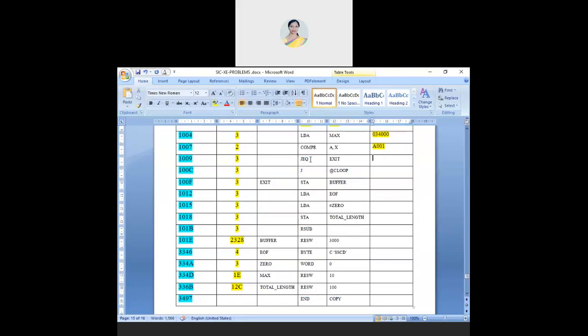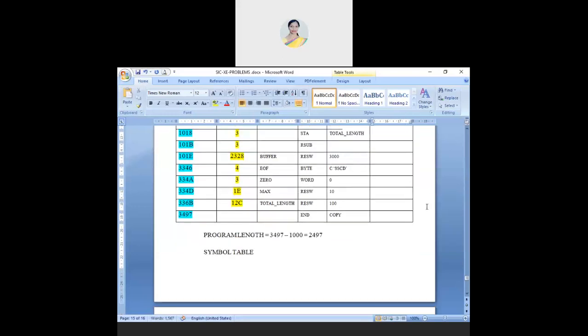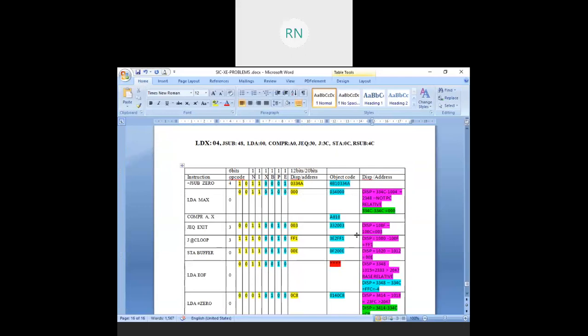Okay, next, jump equal to exit. So it is PC relative. What is the address? What is the value here? 332003. Is it correct, everyone? Yes, ma'am, 332003. Okay, fine.